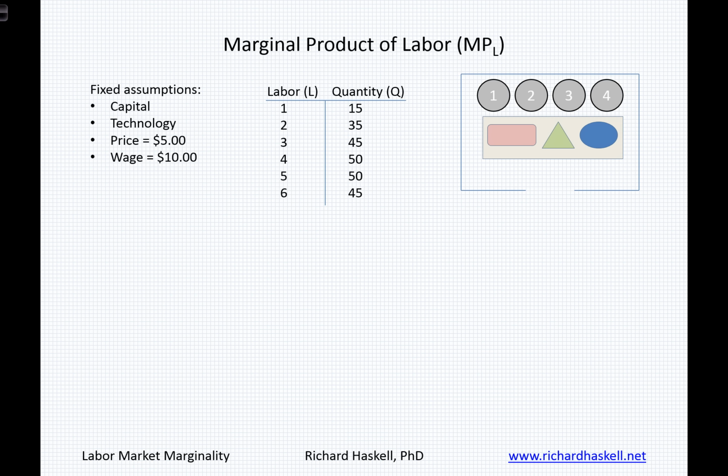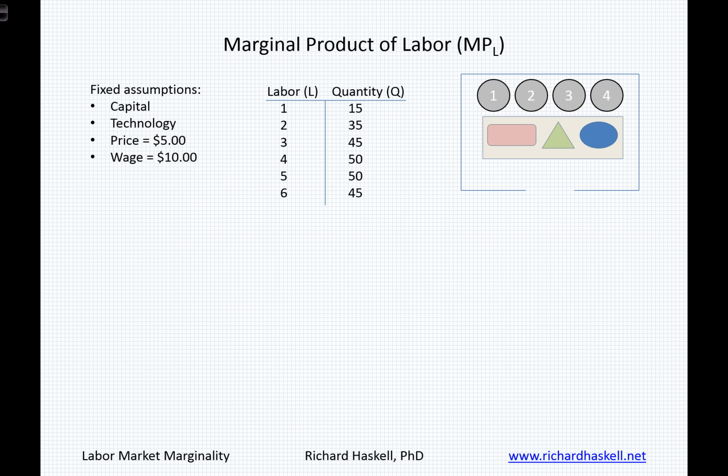Recall that we assumed in our example here that the capital employed in our tiny little sandwich shop to the right is fixed, which also then means our technology is fixed. And technology in this case isn't just about equipment and software and such. It would have to do with the distribution of our labor, our production line, how we've organized our labor here. We've assumed that the price of our sandwiches at output is $5 per sandwich, and that our wage is constant for each of our employees at $10 per unit, or let's say that's $10 an hour in this case.